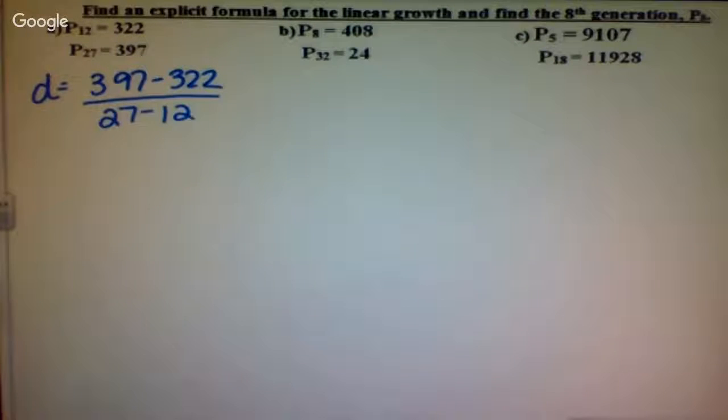So here, they want us to find the explicit formula and then the 8th generation. So the first thing I need to find is my D value. So we do your y2 minus y1 over x2 minus x1. So what would you like to subtract in the top? 397 minus 322, which means in the bottom, I have to do 27 minus 12. So that's 75 over 15, which is what? Your D value is 5.